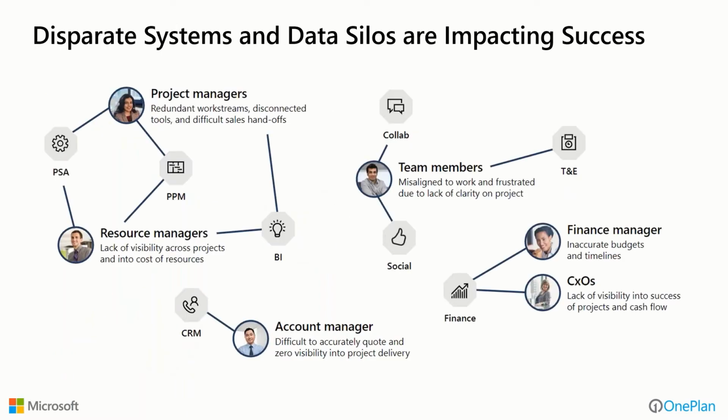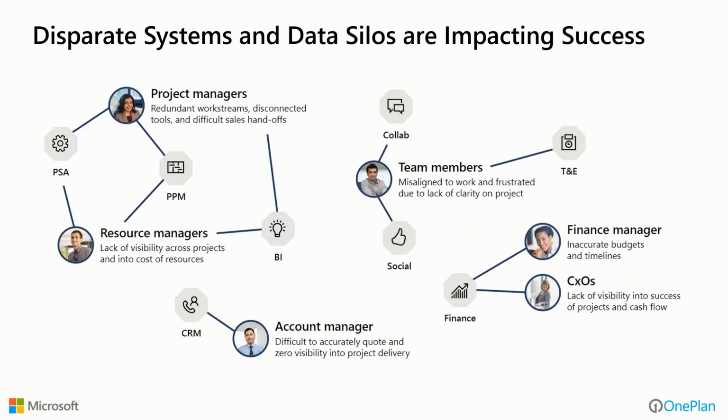So all too common today, there's a variety of systems, and we talk about point systems and solutions, we talk about spreadsheets and email. We end up with a lot of disparate systems and data silos in many organizations today, and because of this separation and siloing, it's impacting success. If we look at project managers, maybe working in a PSA solution or a project and portfolio management PPM solution, they have disconnected tools and difficult handoffs with sales, from selling the deal to who actually has to execute on what's been sold.